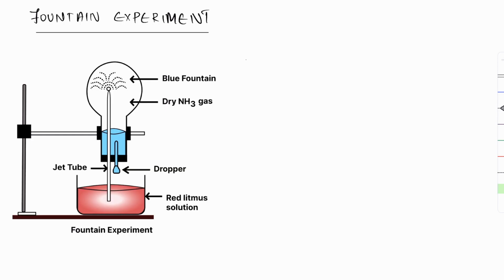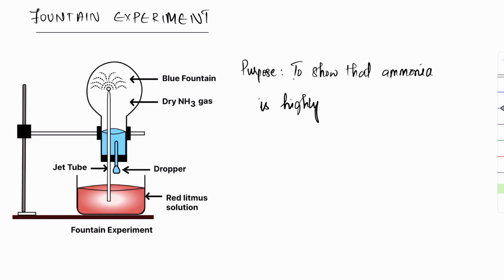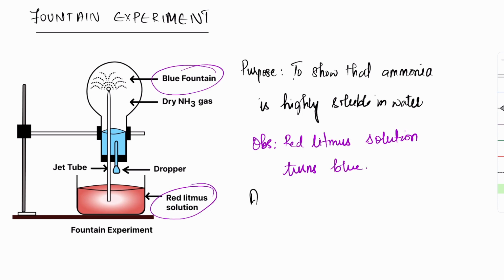Now let's look at the fountain experiment. The purpose of the experiment is to show that ammonia is highly soluble in water. You can also observe the red litmus solution turns blue. This shows ammonia is basic in nature.